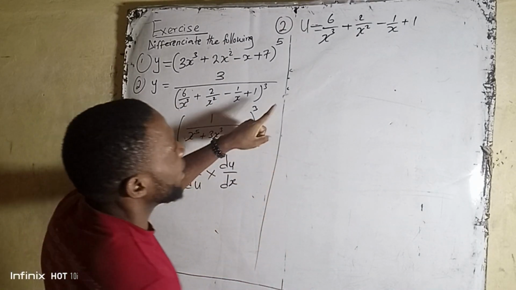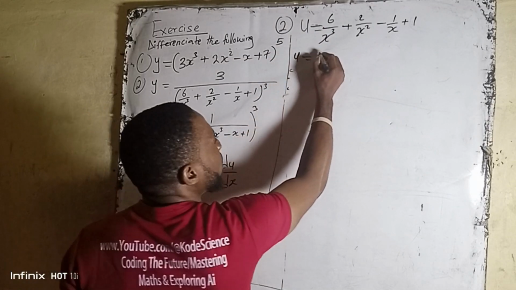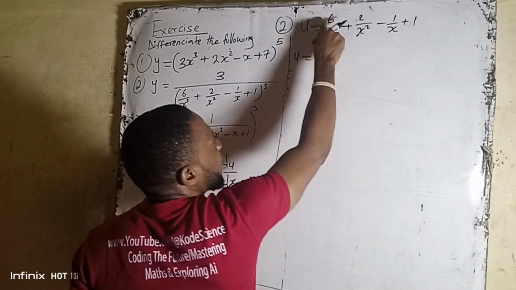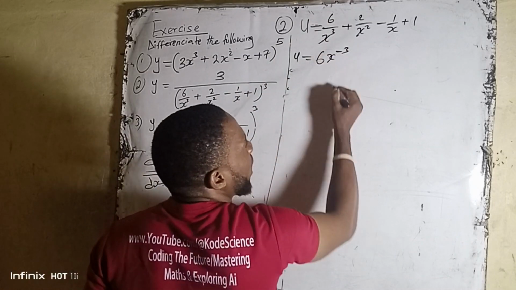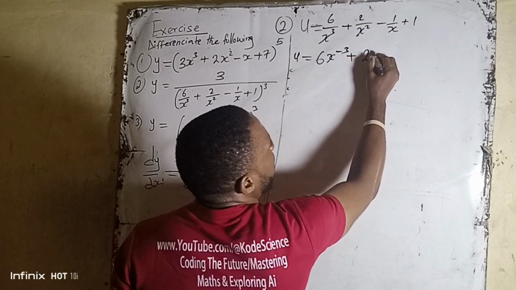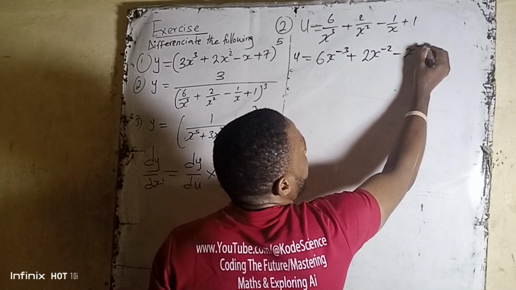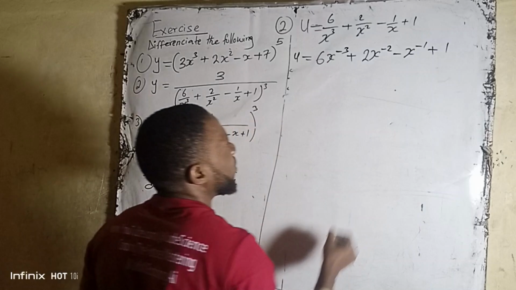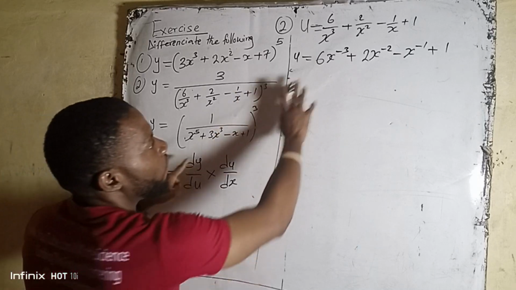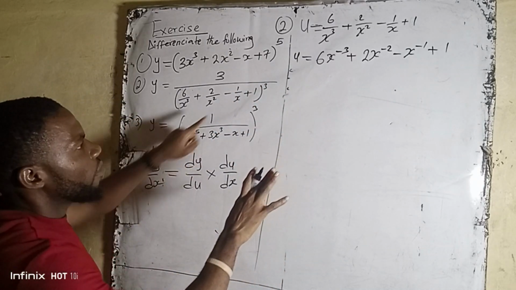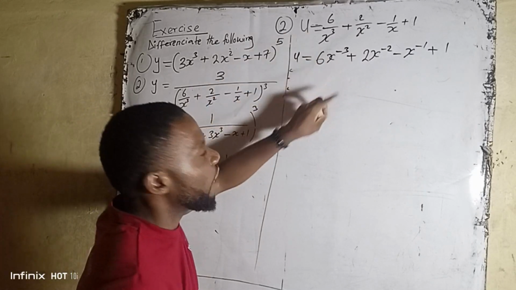So therefore we simplify this further to be u is equal to 6x, because this is 1 over, so 6x raised to the power of minus 3, then plus 2x minus 2, then minus x raised to the power minus 1, then plus 1. The same equation. Now if we have this, therefore, what is our y? This is our u. We have simplified this u to this. Then what is our y?